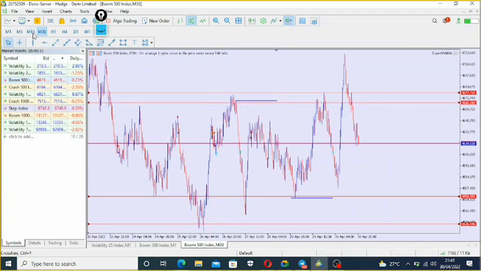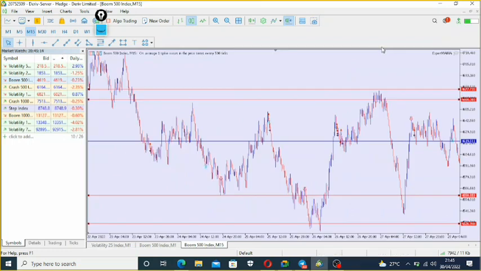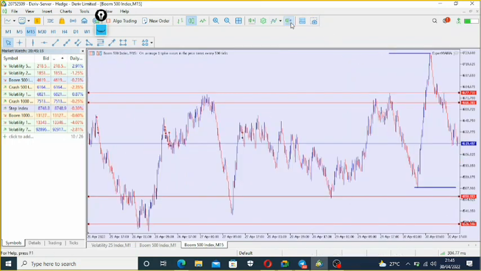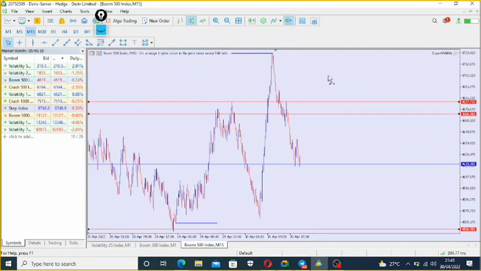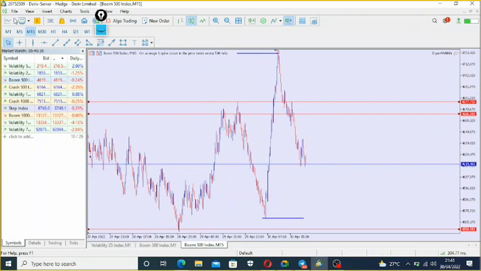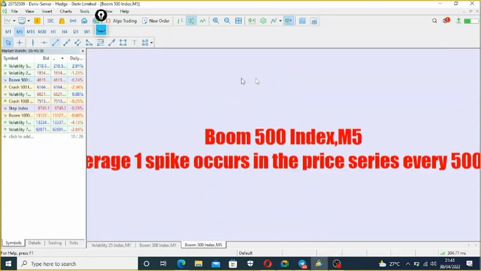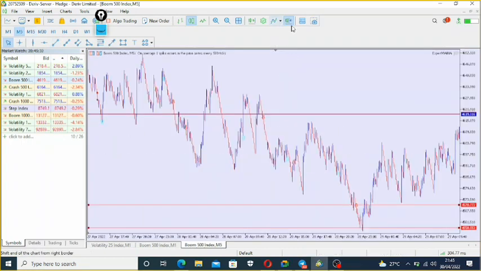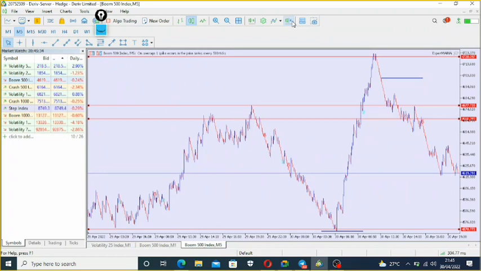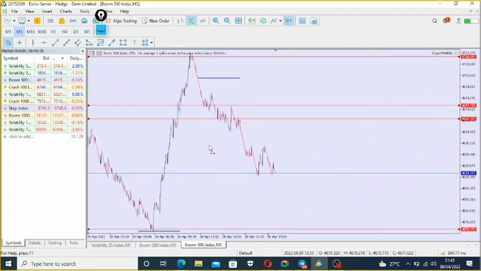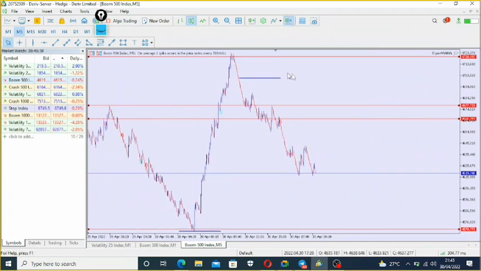Okay, so we go down to our 15 minutes. It might still be the same. Okay, we have 15 minutes now. So this is our 15 minutes. This is our resistance and support. So we have these levels to continue to 5 minutes. These levels will give you a guide, about 80% of the time.